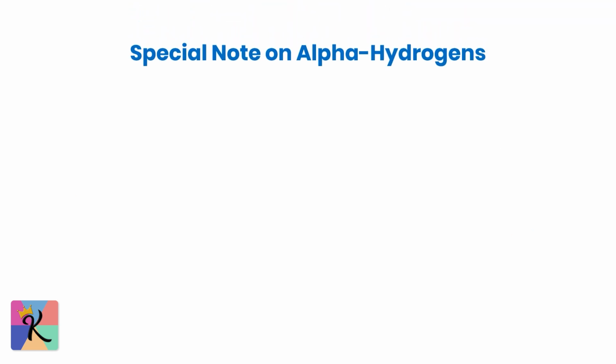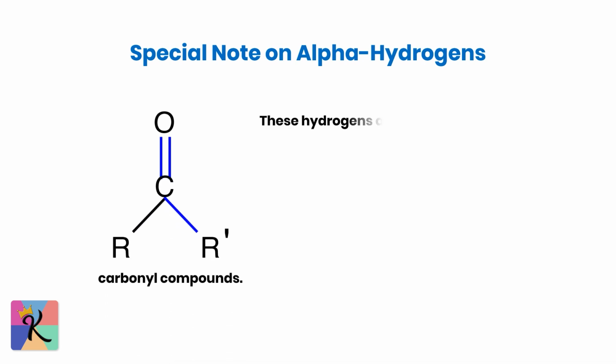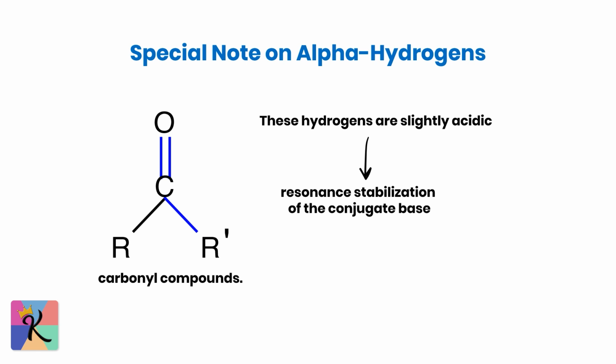A special mention goes to alpha hydrogens in carbonyl compounds. These hydrogens are slightly acidic due to the resonance stabilization of the conjugate base, known as the enolate form. This property is important in various organic reactions, including enolate chemistry, which we'll cover in more detail in future videos.